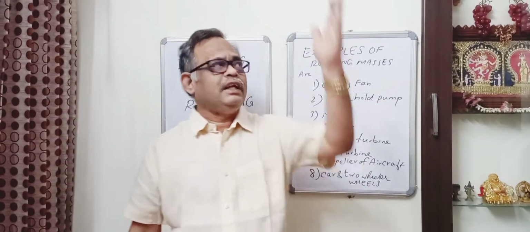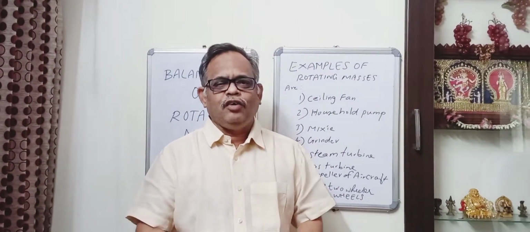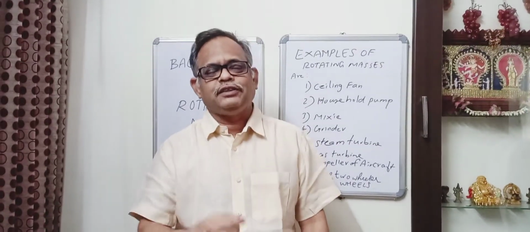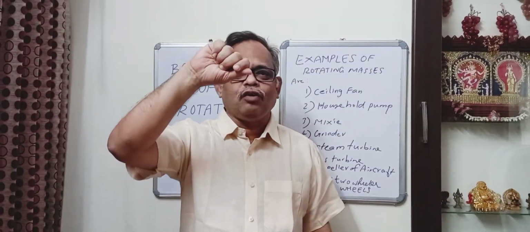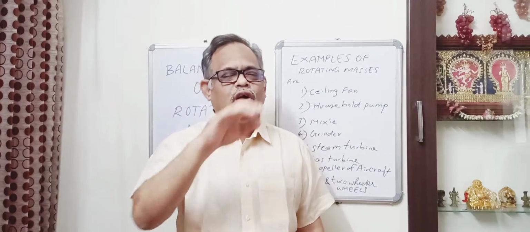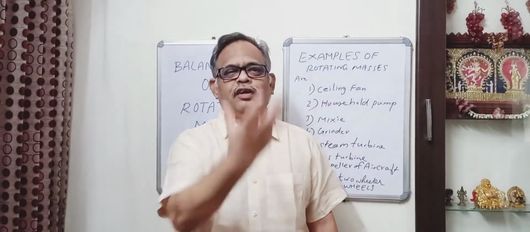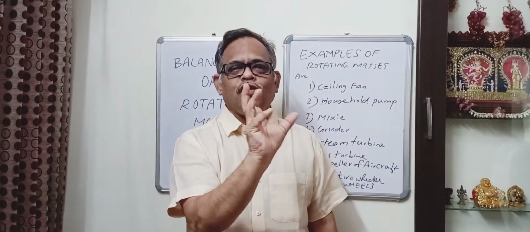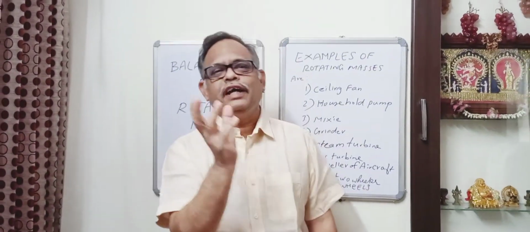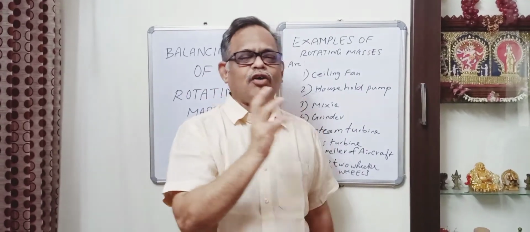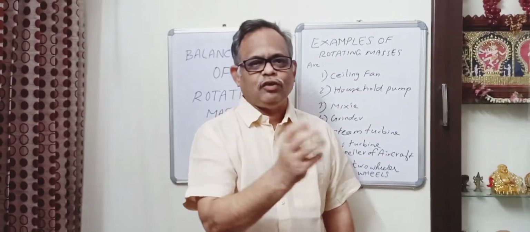So let us take the first case, the ceiling fan. In the case of a ceiling fan, normally 3 wings or blades are there. Let us assume one of the blades is broken slightly. Then what will happen? The fan will not rotate about the vertical axis smoothly, and it will go on swaying like this as it rotates, right? It will swing as it rotates.